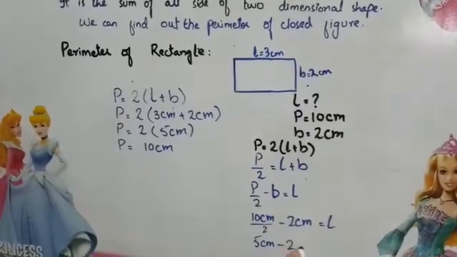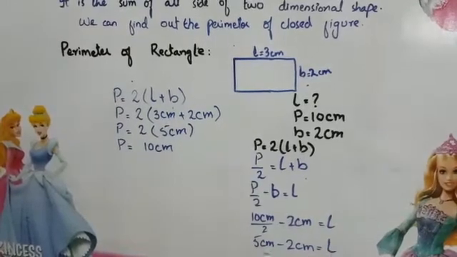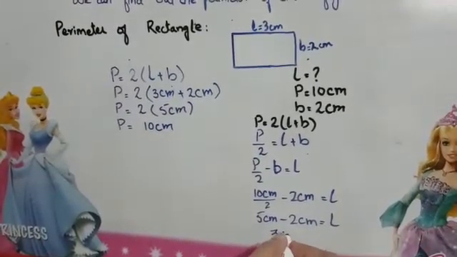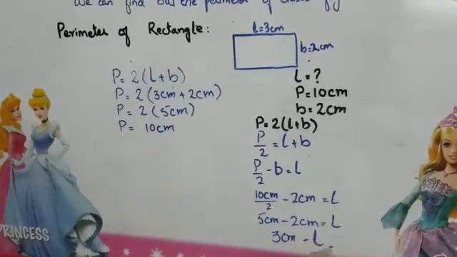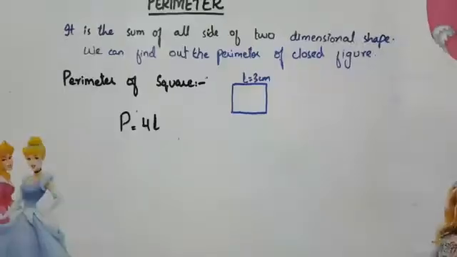minus 2 centimeter equal to L. 5 minus 2, 3. The unit of length is 3 centimeter. So the length is 3 centimeter.